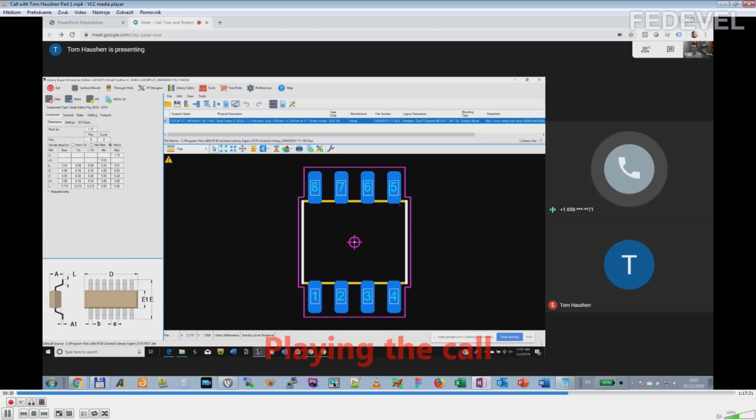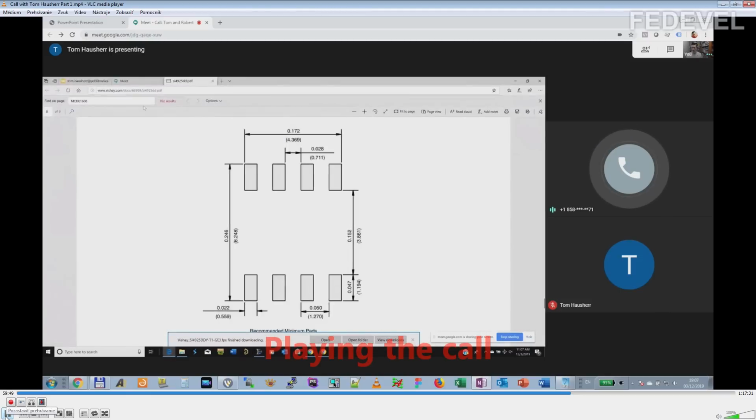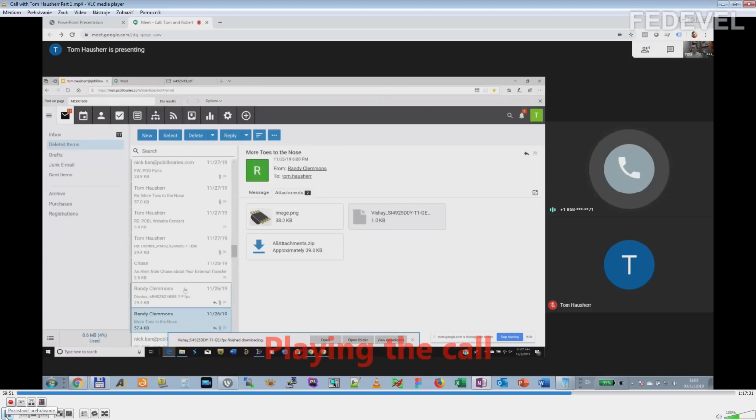And that's the way most SOT23s are today. The standoff height is almost 0, okay? So therefore, you don't want to have your pad, your IPC heel, going all the way underneath the part. And that's what Randy was complaining about in an email there. Randy Clemens was complaining about another part here in one of his emails.